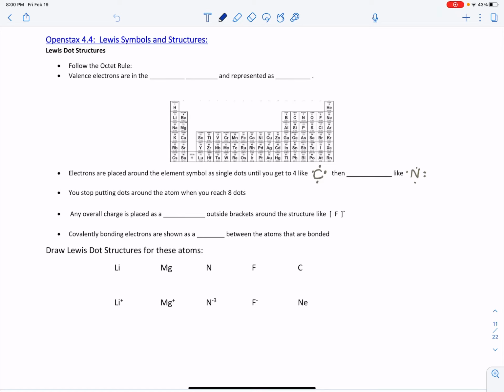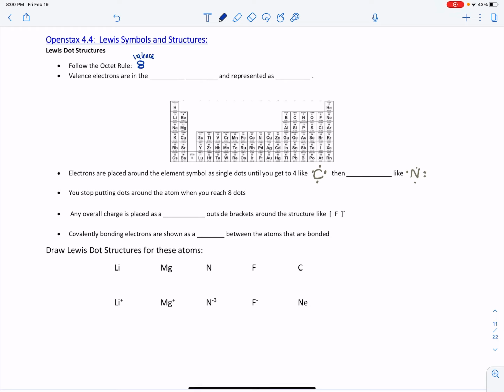Today we're looking at Lewis structures and how to draw them. So Lewis structures, Lewis symbols, these are really simple drawings and they mean so many things to people who look at them. They follow the octet rule, which is where you want to have 8 electrons around an atom. And by electrons, we're talking about the valence electrons.